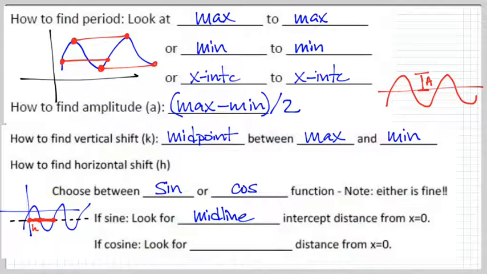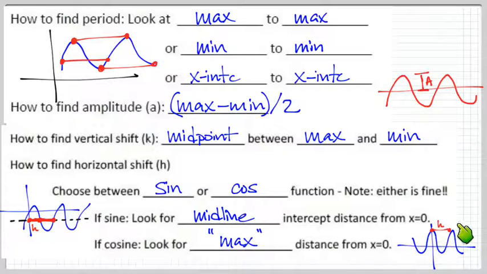Now when we look at cosine, we're going to look at where the maximum starts, how much that moved from the x equals 0 point. So again, here's our cosine. In this case, this is where your cosine normally starts at x equals 0. It's normally at its maximum, then it goes down and back up. But when it's shifted over, this is our h value. We look at where the maximum is and the distance to the y-axis.